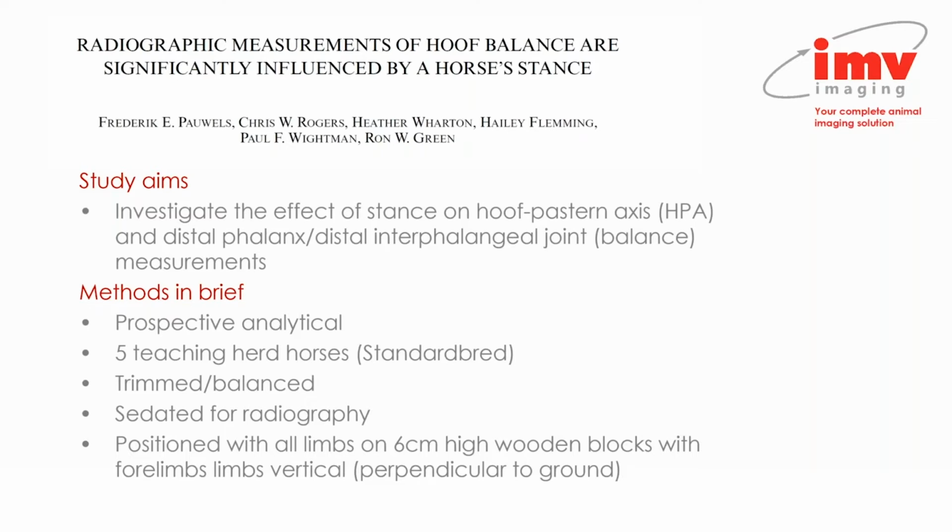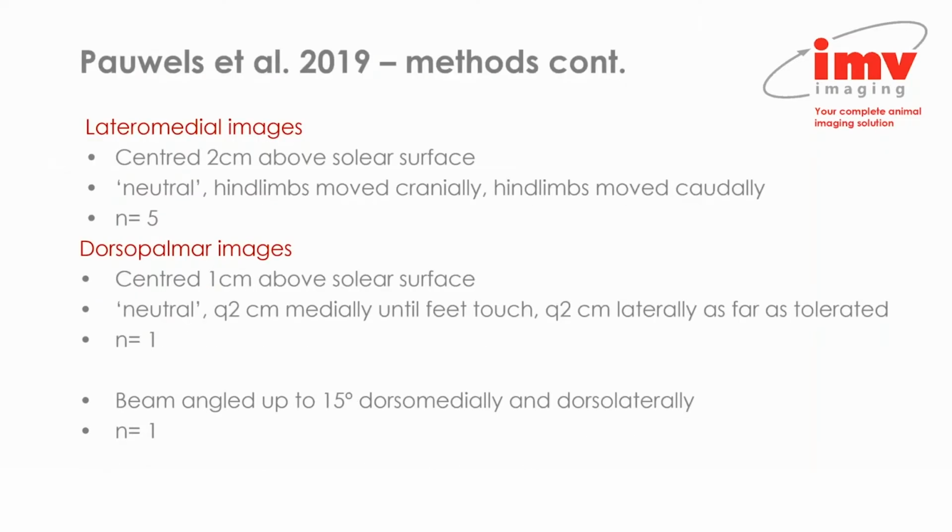Each of them were trimmed and balanced by the same farrier prior to being sedated for radiography. The horses are positioned with all of the limbs raised on wooden blocks with the forelimbs vertical, so the metacarpal regions were perpendicular to the ground. They acquired lateral images. For these, they centered 2 centimeters above or proximal to the solear surface of the foot, as well as the neutral stance, so that's with the metacarpal region vertical or perpendicular to the ground.